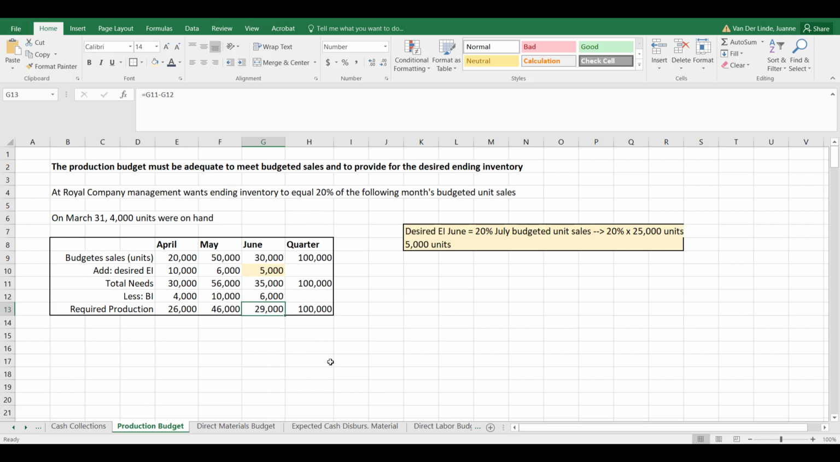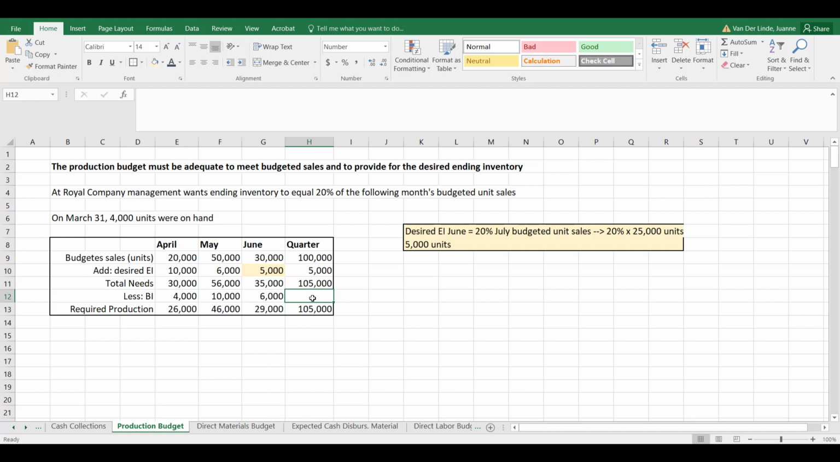Now we need to figure out the figures for the quarter overall. Now, for the whole quarter, we estimate that we will sell 100,000 units. Now, how do I find the ending inventory for the quarter? Well, simply, the inventory I end the quarter with is simply the inventory I end June with, because the end of June is the end of the quarter. So that is simply the 5,000. So we would need for the entire quarter 105,000 units.